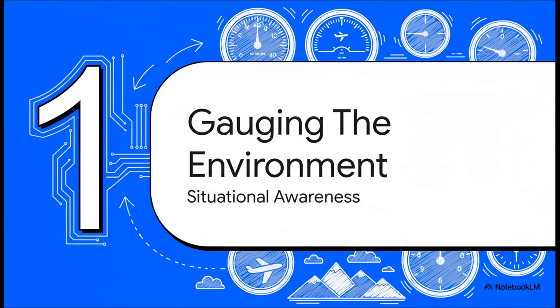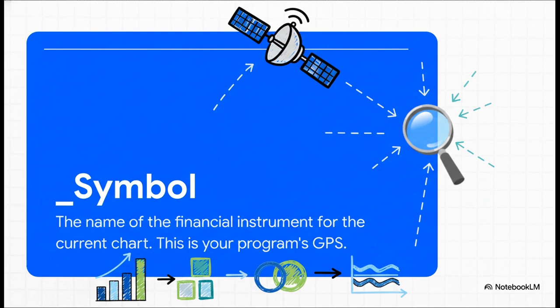So first things first, before you can do anything, you need situational awareness, right? A pilot has to know their location, the condition of their aircraft, and your program is no different. So let's take a look at the gauges that tell your program exactly what's going on around it. The most basic fundamental gauge on our dashboard has to be _Symbol. It's just a simple string, but think of it as your program's GPS. It tells you instantly if you're on EURUSD, BTC/USD, or something else entirely. This little variable is the cornerstone of context for all your trading logic. With it, you always know where you are.